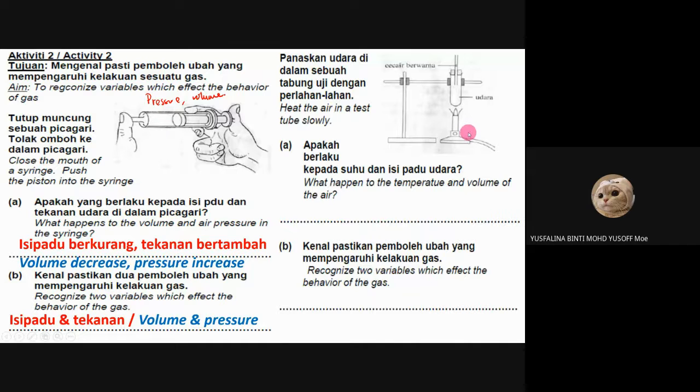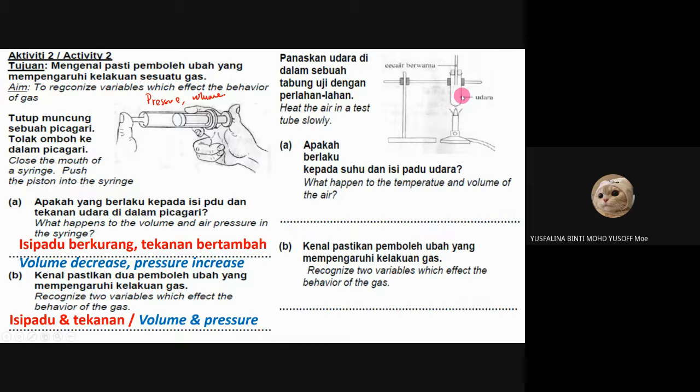So for the next one, I put a test tube, and inside of it is air. I fill the air inside the test tube, and then I put colored water here. And then I heat it. So what will happen to the temperature and the volume of the air? The temperature increases. And how about the volume? The volume also increases.